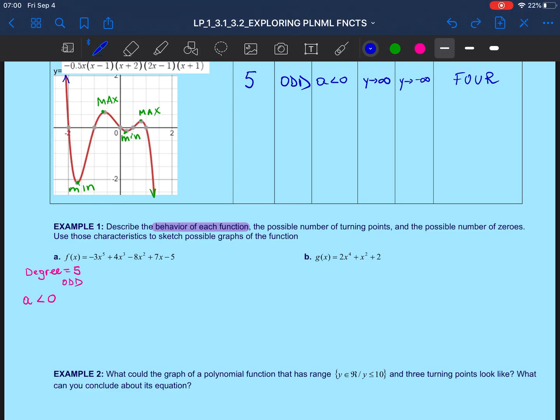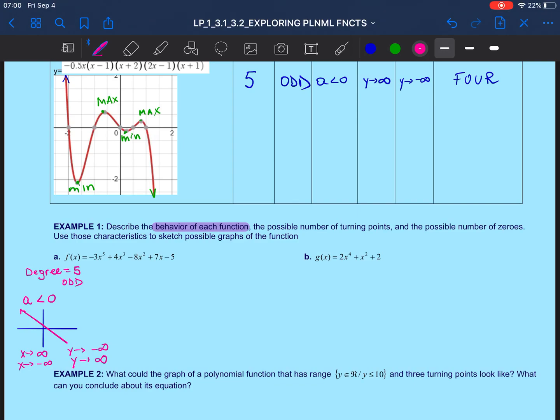In this case, the function's end behavior will be the same as a linear function, which is the simplest odd degree function, with a negative leading coefficient or a negative slope. So the behavior will go from quadrant 2 to quadrant 4. As x approaches infinity, y will approach negative infinity, and as x approaches negative infinity, y will approach positive infinity.